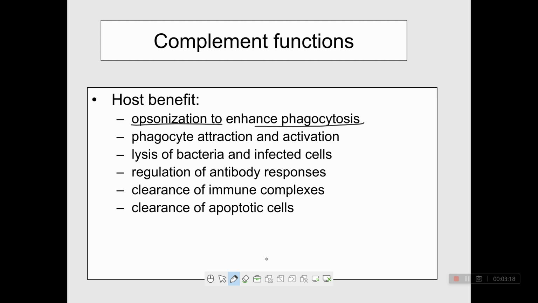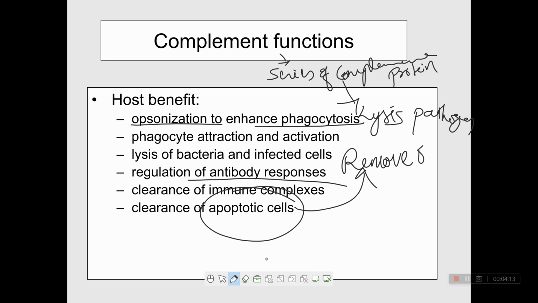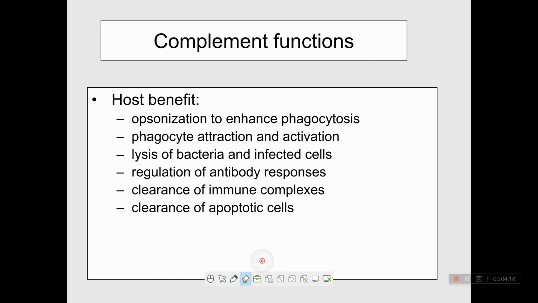What happens in this? When a series of complement proteins is activated, they lyse the pathogen or infected cell. They also regulate antibody responses. Other functions are clearance of immune complexes and clearance of apoptotic cells. The cells which are apoptotic in nature are removed from the body with the help of the complement system.